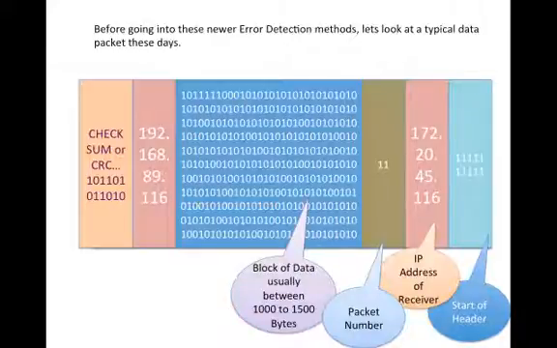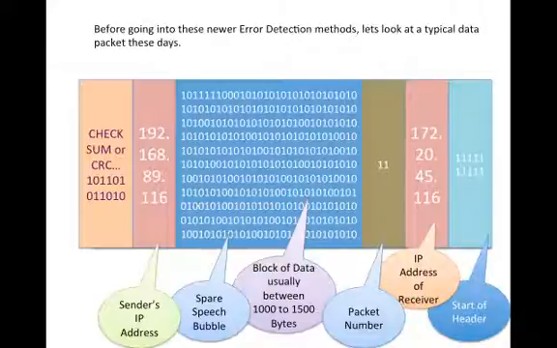There's a block of data. Now this block of data is usually between 1,000 and 1,500 bytes in length. There's a spare speech bubble, which shouldn't really be there. There's the sender's IP address, and again this would in reality be in binary. And there's the checksum or the CRC, the error checking code, which is added on to the end.